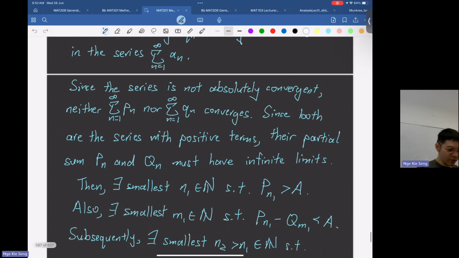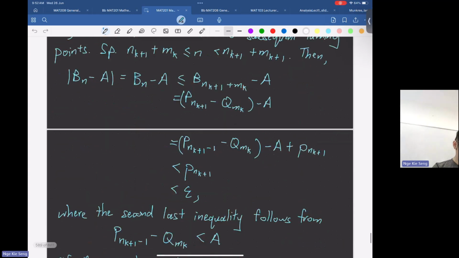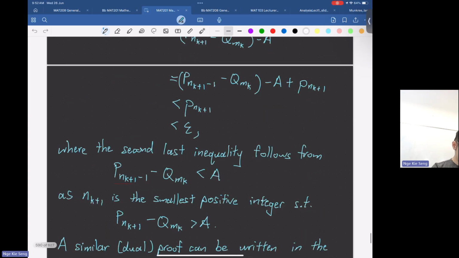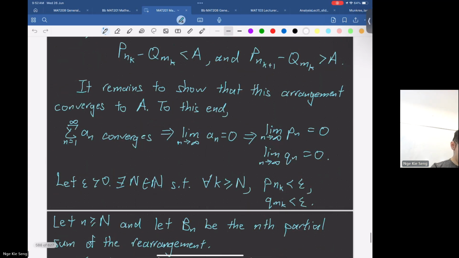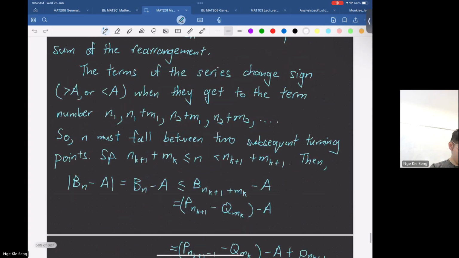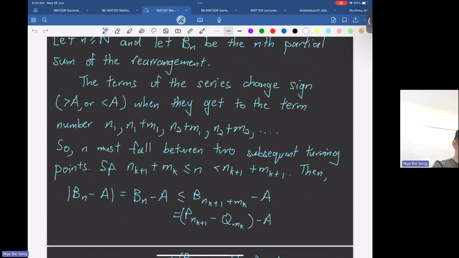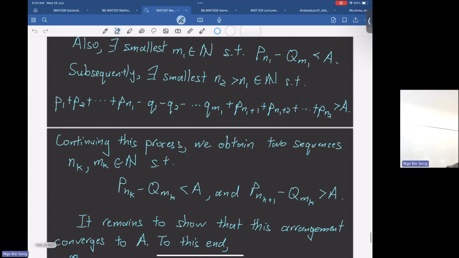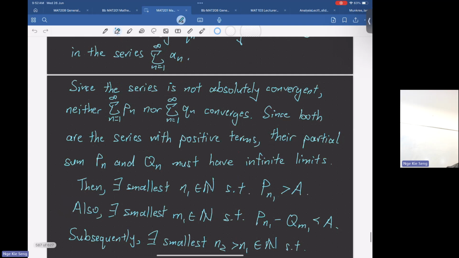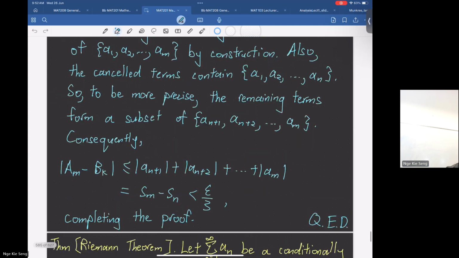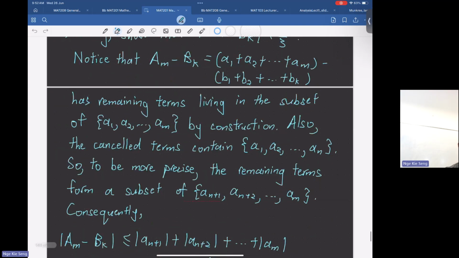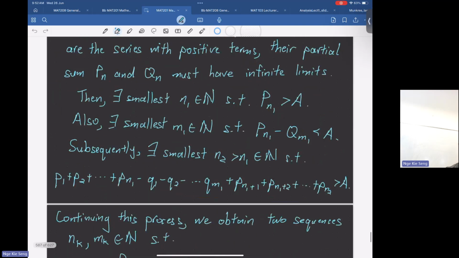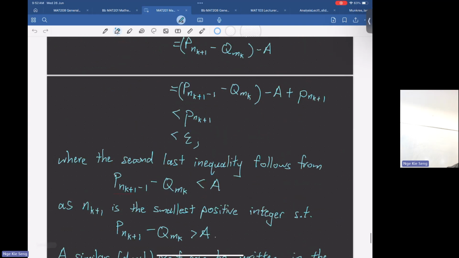You want to show something equals A, right? So the technical part is you need to show that your sum is very close to A. You should be able to read it now and appreciate this proof. If you can't fully understand it, that's fine also, because this proof is not important for the purposes of the exam.